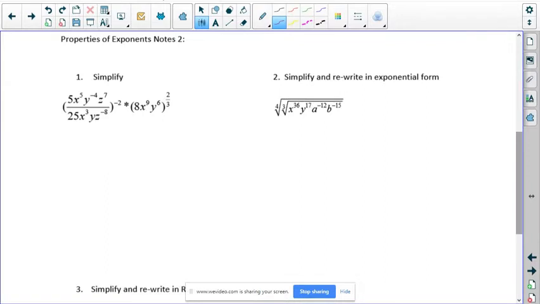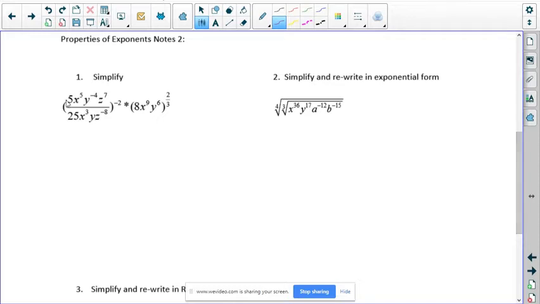In this first problem, we are going to go ahead and simplify. We have an expression on the left being multiplied by an expression on the right. We're going to simplify each of these separately. We could apply the power to each component within this quotient. It seems like it's going to be significantly easier for us to simplify first.